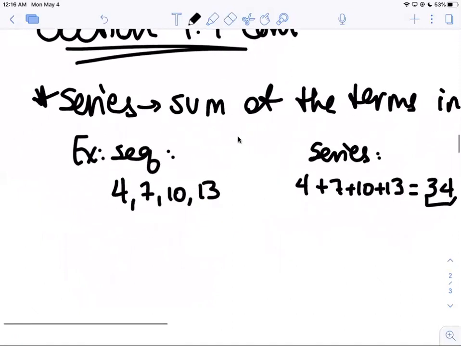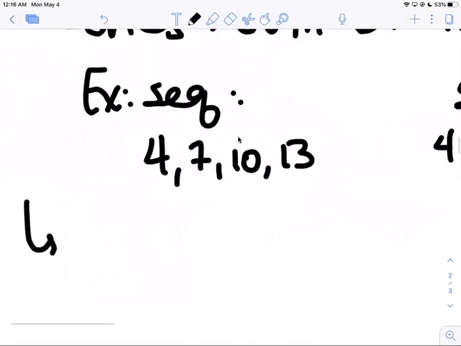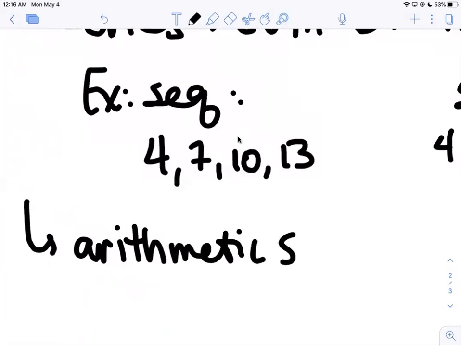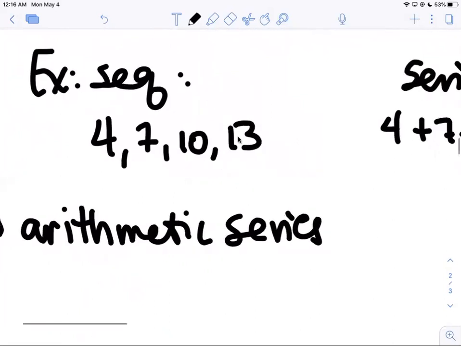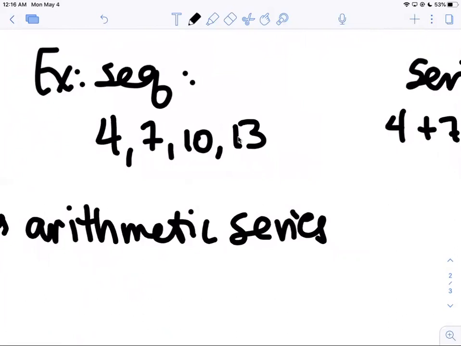Just like last time, I'm going to give you a couple examples of different types of series, and then I'm going to give you the formulas and we'll refer back to these. There's no recursive in this one, or not anything that we're dealing with at least. The first one that we're going to deal with is arithmetic series, and again, that's just the sum of the terms in an arithmetic sequence.